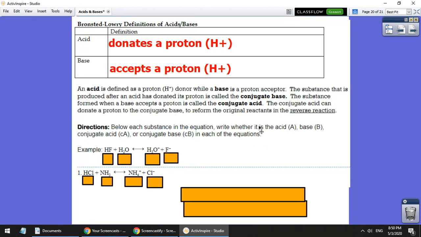Okay, let's look at two examples here. And the key question to ask ourselves when we're going through these is, who is donating an H to whom? Whoever donates the H is the acid. So going from left to right here, who is donating the H? Is it HF giving an H to H2O? Or is it H2O giving an H to HF? It looks like it's HF donating an H to H2O, which turns HF into F minus.